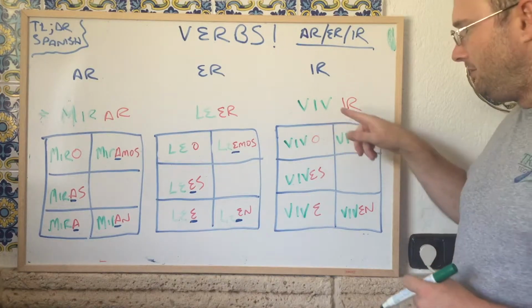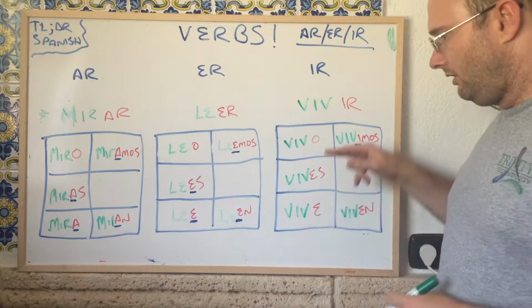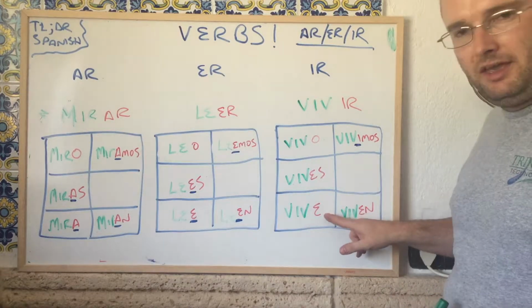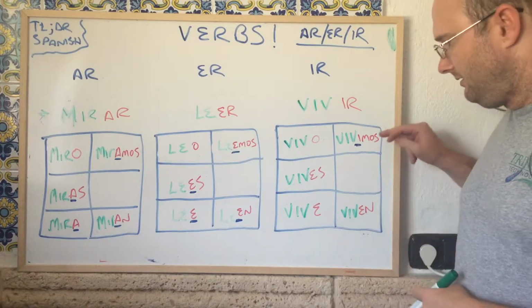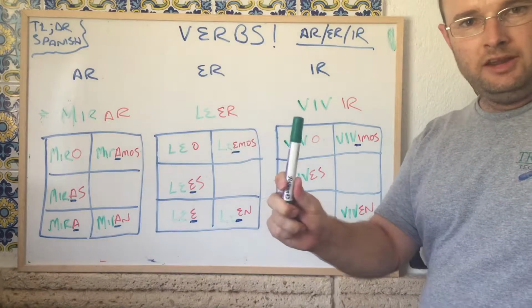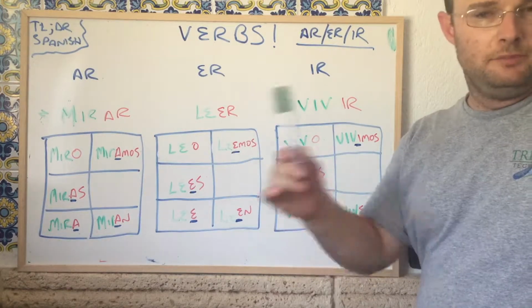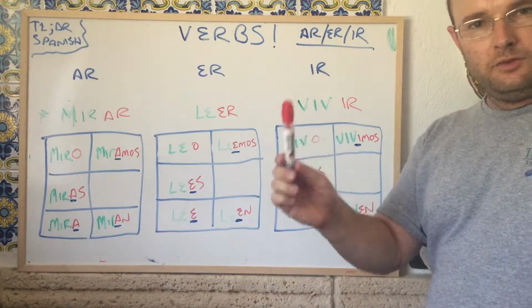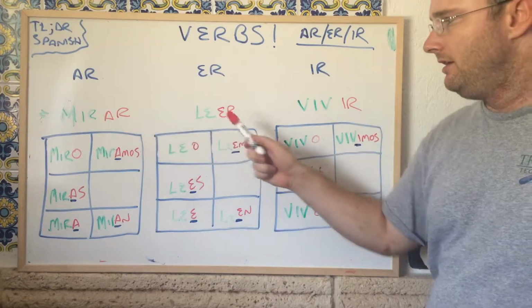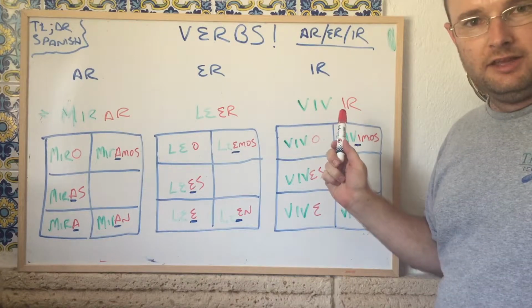The forms of the verb vivir, to live, are vivo, I live, vives, you live, vive, he, she, it lives, vivimos, we live, and viven, they live. Everything we see in green are verb stems. It's the beginning part of the verb. Everything we see in red are verb endings, and they correspond to AR, ER, or IR endings.